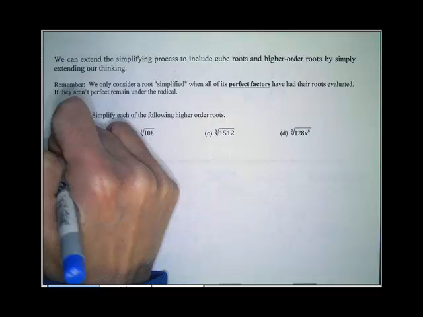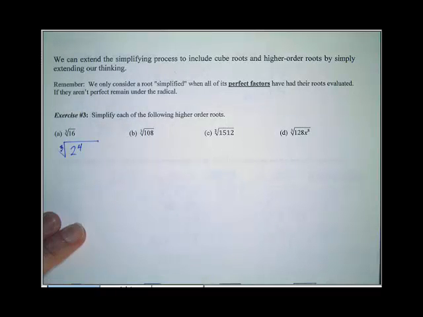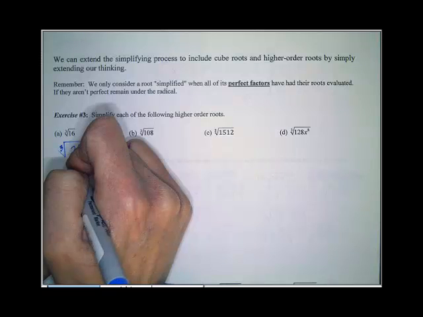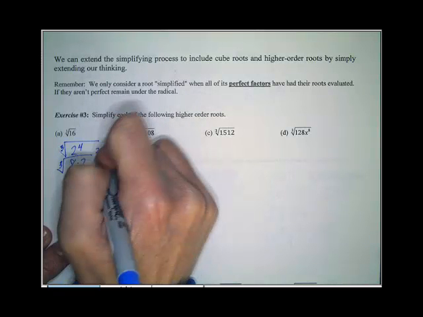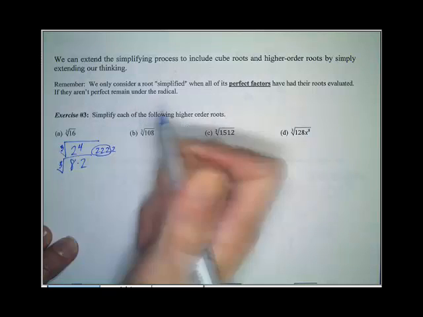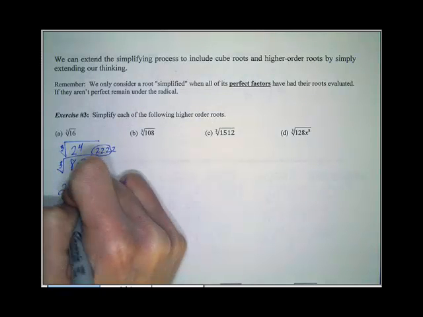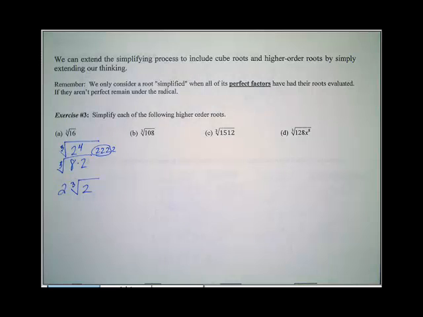So if I do the perfect factors of 16, I have 2 to the 4th. And please do not forget your index. So that means I have 2 to the 3rd, which is 8, times 2, and that's a cube root. Well, the cube root of 8 is 2. Cube root of 2. Are you okay with that?